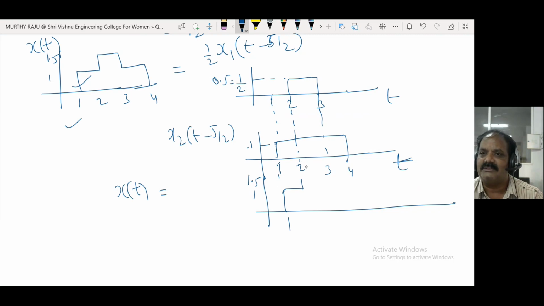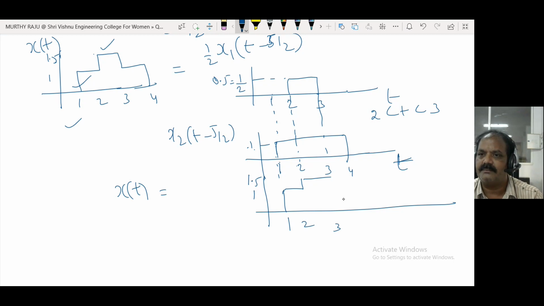In the interval 2 less than or equal to t less than or equal to 3, x2 of t minus pi by 2 value is 1, and x1 of t minus pi by 2 value is 1 by 2, that is 0.5. Therefore, 1 plus 0.5, 1.5 satisfied. At t equal to 3, here the value is 1. At t equal to 3, here the value is 0.5.